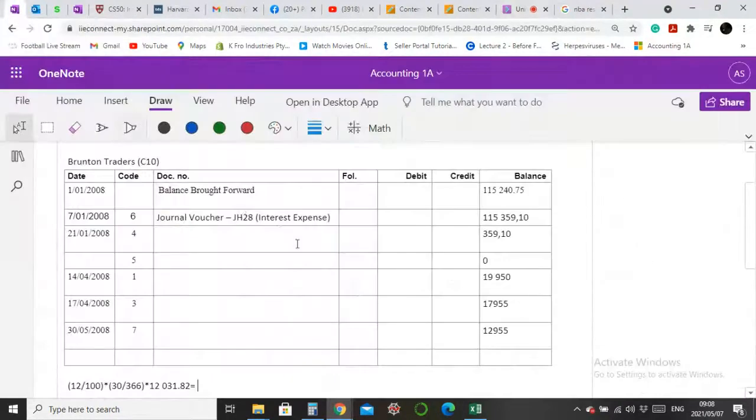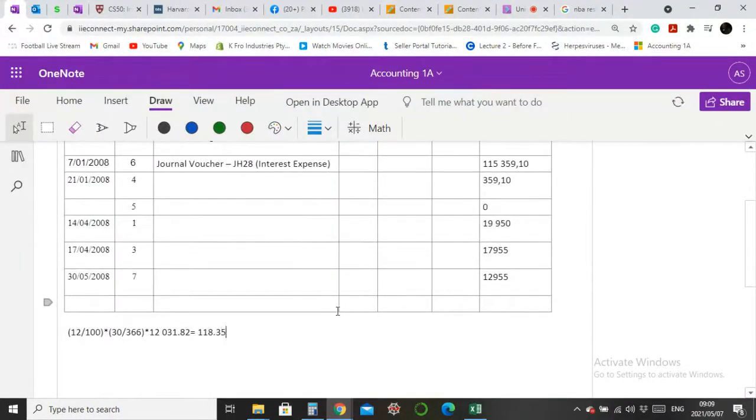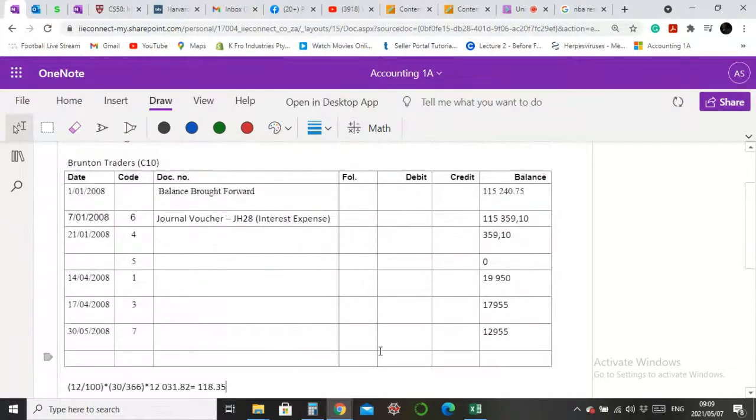118.35, 100% Karabo. Okay, we get 118.35. Right, and now we ask ourselves, are we going to debit this or are we going to credit this? Take note, it's going to increase our creditors account because they're charging us. We now owe them more. So what are we going to do? Some of my students actually do this. They put a negative here and then they put a plus here.